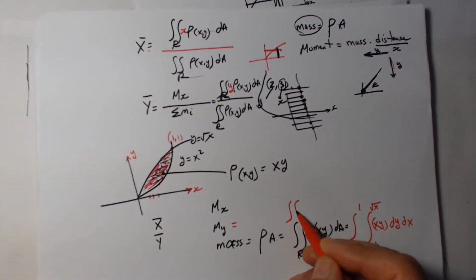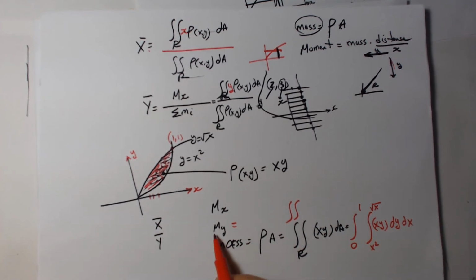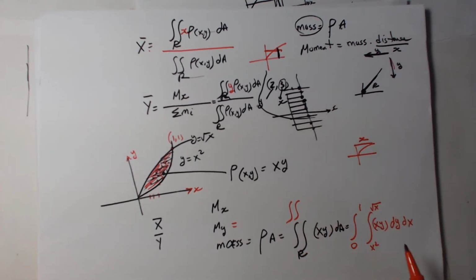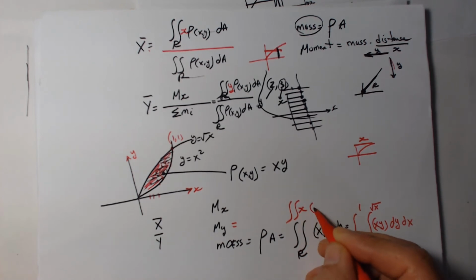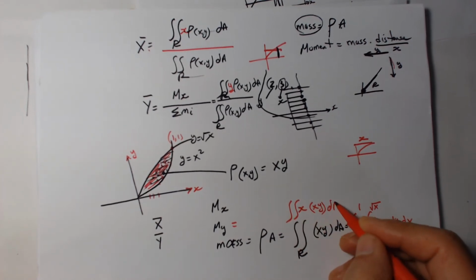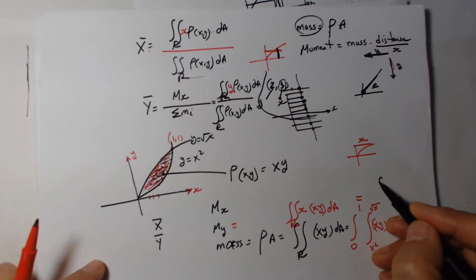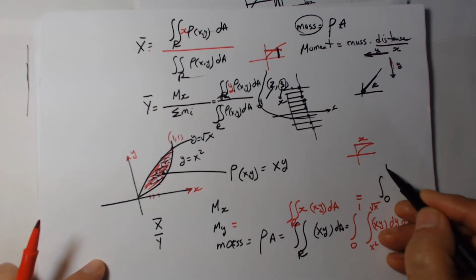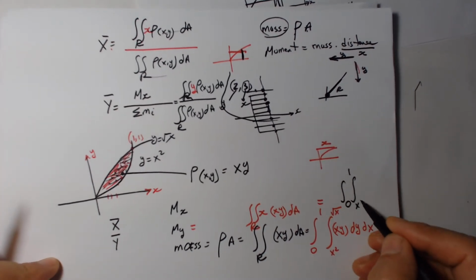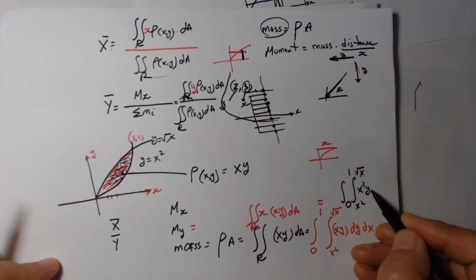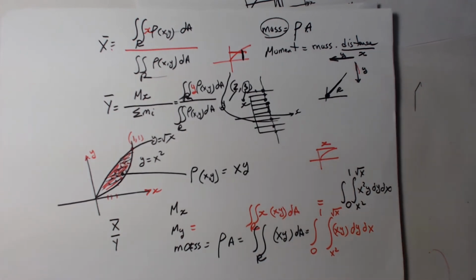Somebody said, what is your moment about the y? It's the same thing as this, except when you're doing moment about the y, the distance is x. Therefore, I need an extra x in here. Therefore, I'm going to put x, xy, dA, region, and that becomes exactly equal to the integral from 0 to 1, and this one is x squared to the square root of x, x times xy is x squared y, dy dx. Therefore, do you see the difference between them is only one variable?